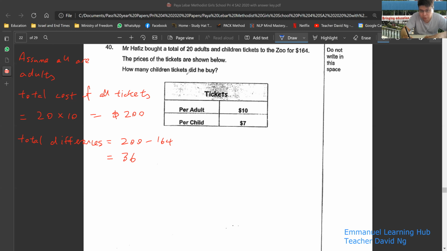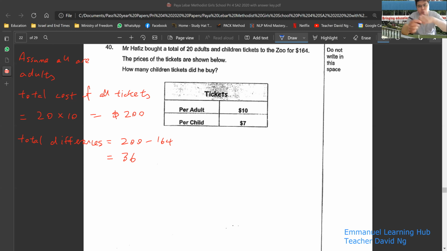Adults plus children is 20. How many adults? Nobody knows. How many children? Nobody knows. You only know the total number of adults plus children is 20. Make sense? You do not know specifically how many adults, neither do you know specifically how many children. You only know the total of adults and children is 20. That's all you know. So you have to use the assumption method.